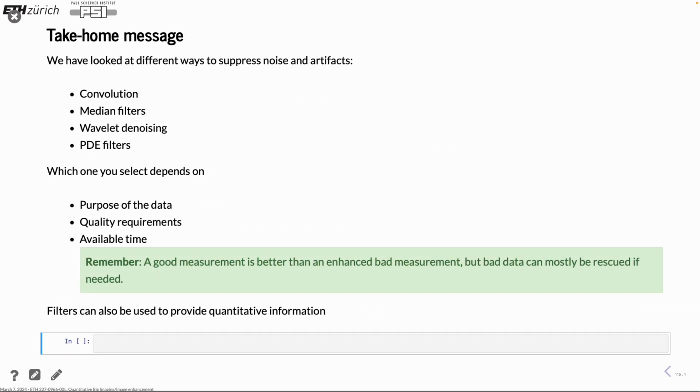So in principle, we have looked at a lot of different filter types, and what you select, as I showed on the previous slide, depends on what you want to do with the data, what quality requirements you have, and the available time. You can do a lot with filters, but it's even better if you do a good measurement from the beginning, so you don't have to do a lot of denoising. But we can fix it if it is noisy.